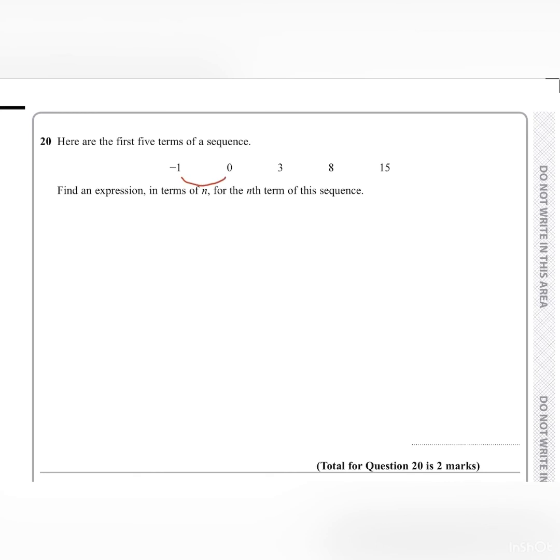Now between the first term and the second term, there's a difference of +1, and then we have +3, +5, and +7. And then the second difference, if we have a look at that, is +2, and we've got +2 and +2. So we know that it is a quadratic sequence. Okay, and the general formula for a quadratic sequence is an squared plus bn plus c. So you have to memorize this, and we need to find what a, b, and c are of the sequence.